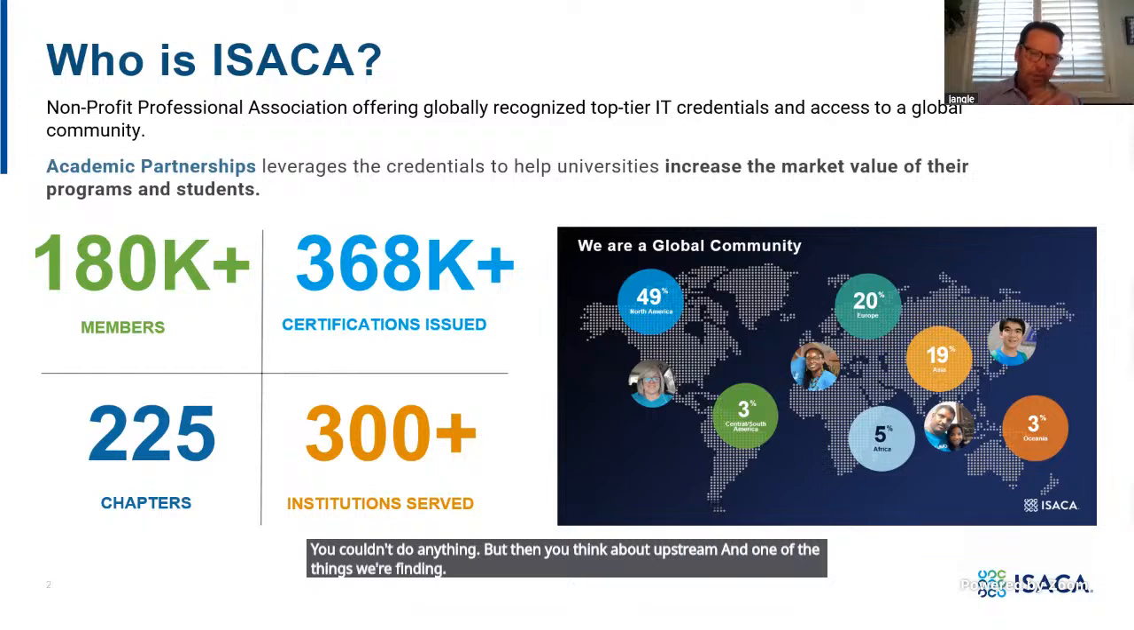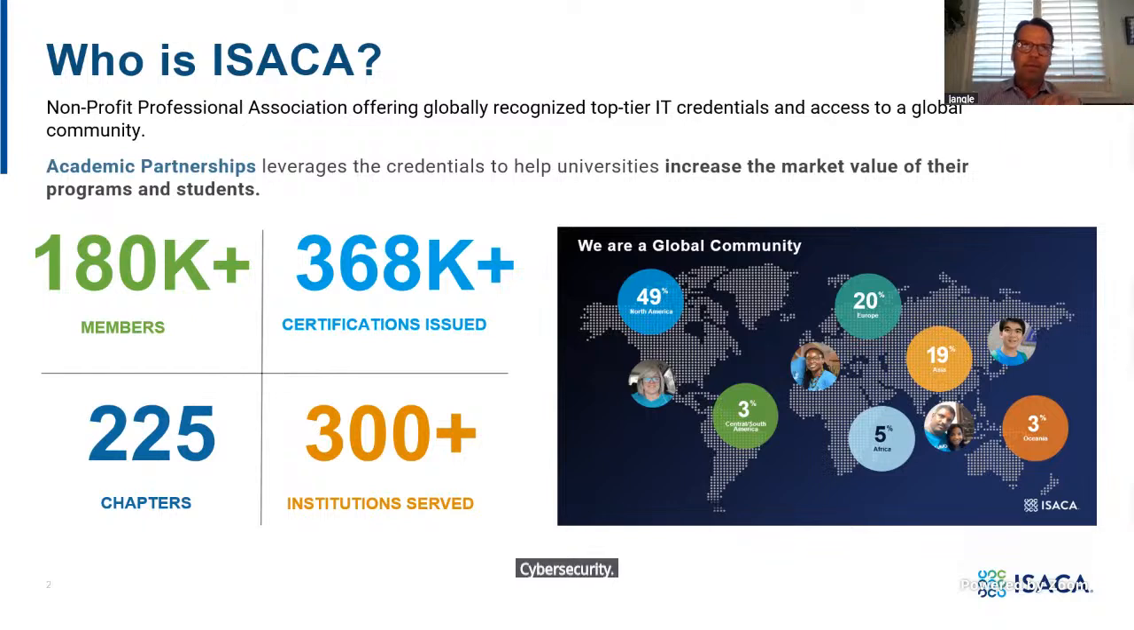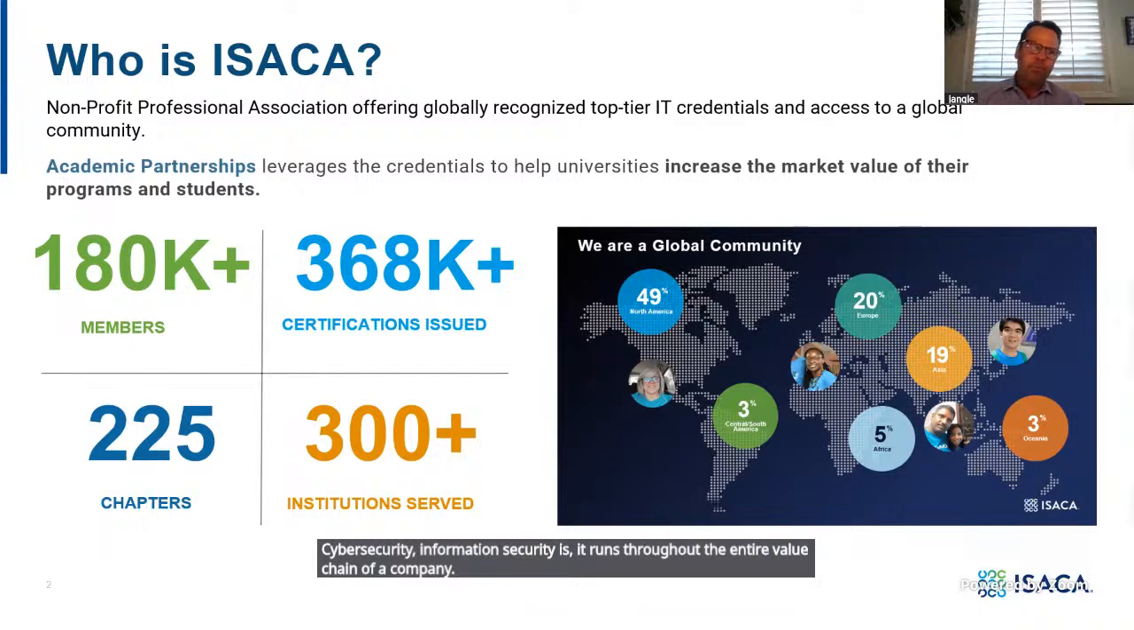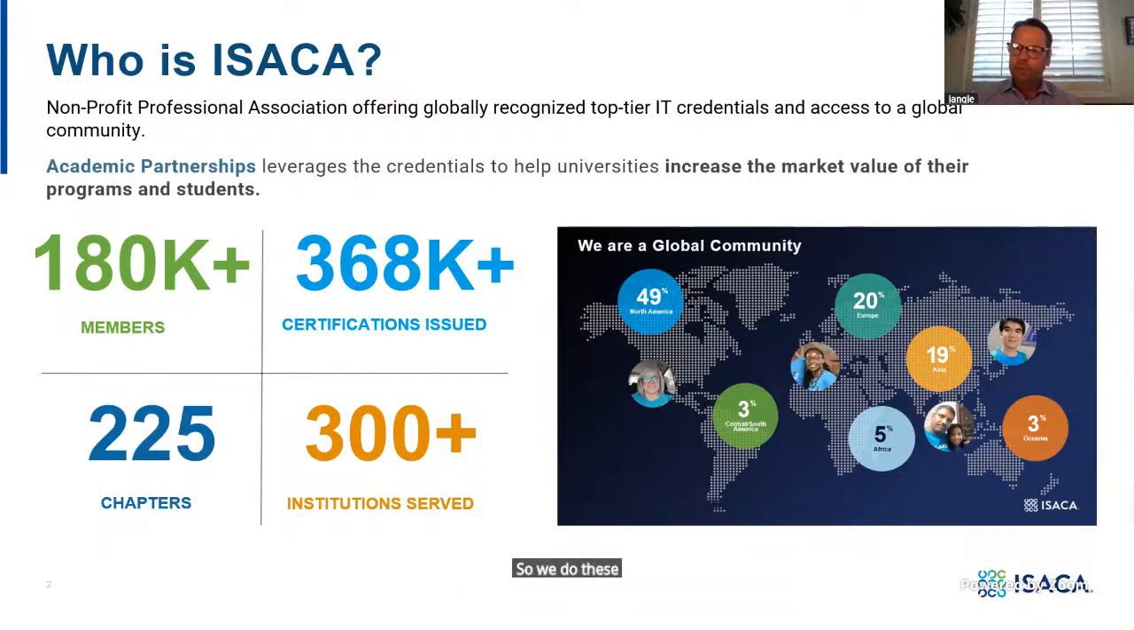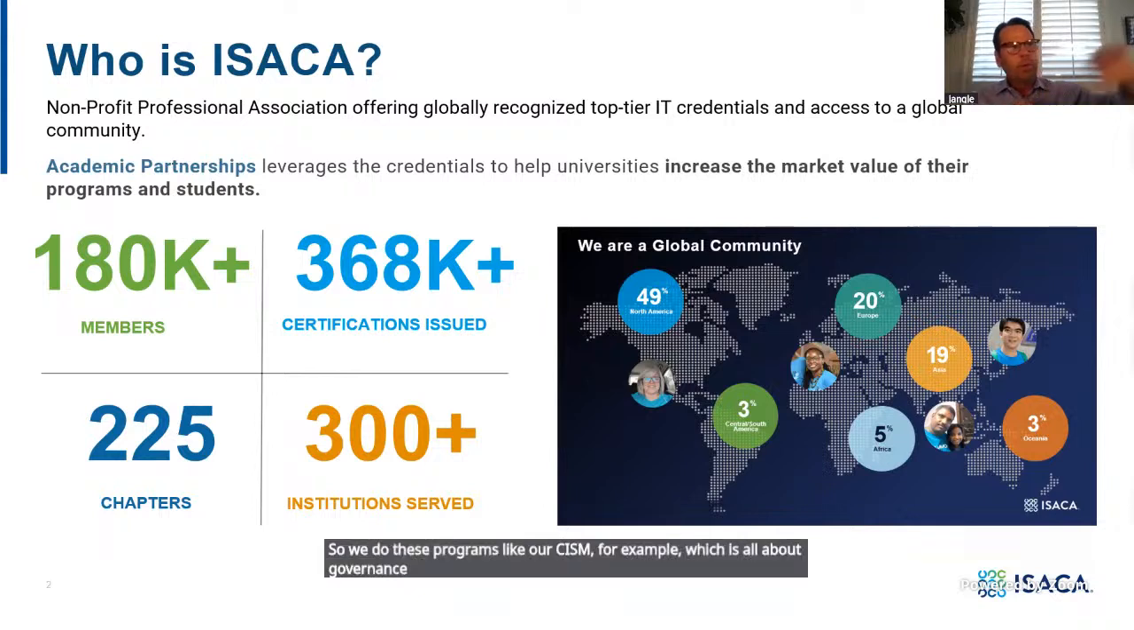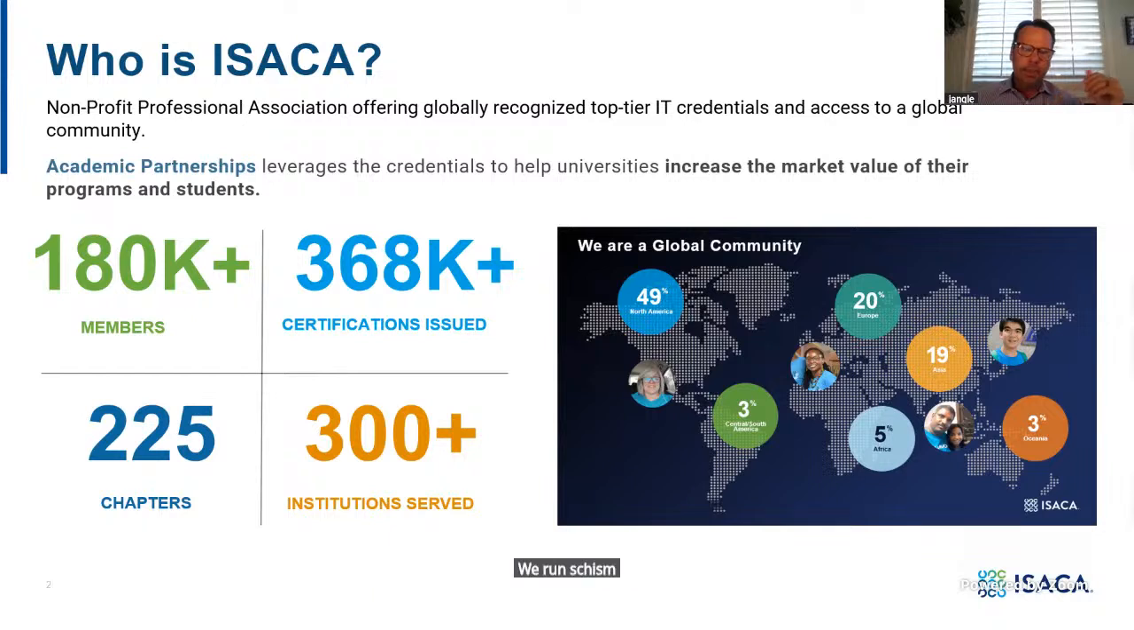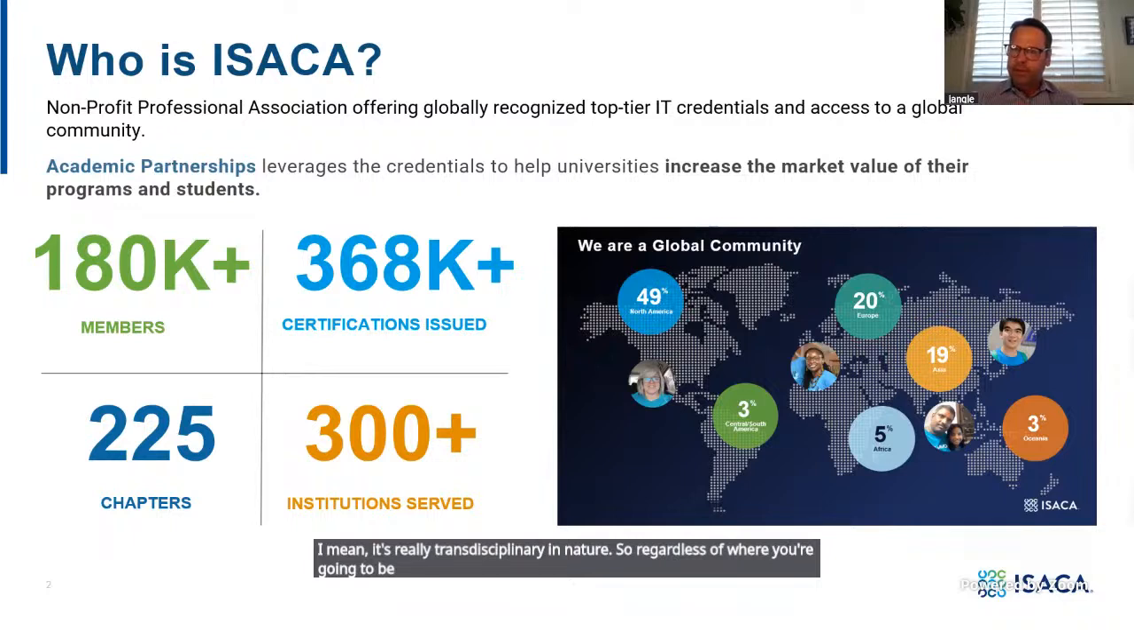But then you think about upstream, and one of the things we're finding, especially in the world you guys are going into, is that cybersecurity, information security runs throughout the entire value chain of a company. So we do these programs like our CISM, for example, which is all about governance. We run that in supply chain programs. We run CISM in law degree programs like at Drexel. It's really transdisciplinary in nature. So regardless of where you're going to be, MBA programs at Aston University in the UK, we've got them all over the place. It's extremely important.